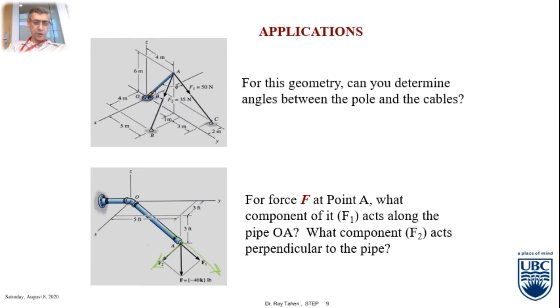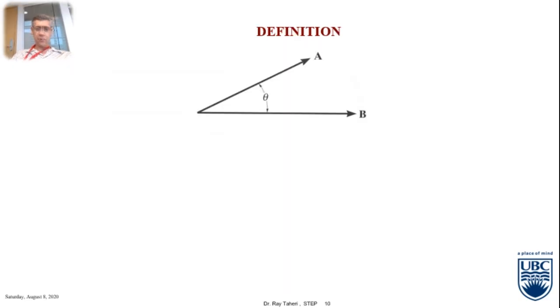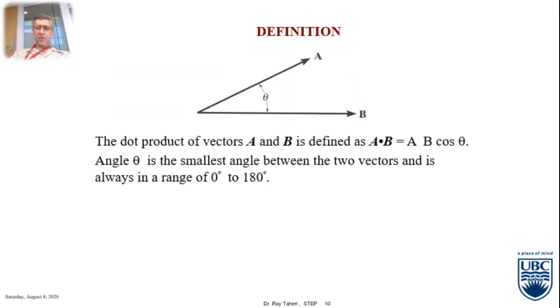We know that the perpendicular is the one that can create a moment. We'll talk about it later. So, two practical applications. So we have vector A and B. The presentation is A dot B. So this is a vector, and this is a vector.